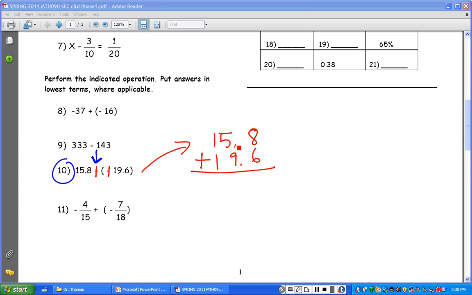Alright, so let's line up the decimals. This is how you add decimals. You line them up. 8 plus 6, 14. Put my decimal right there. Line all the decimals up. Carry the 1. 15, carry the 1, 3. So the answer is 35.4.